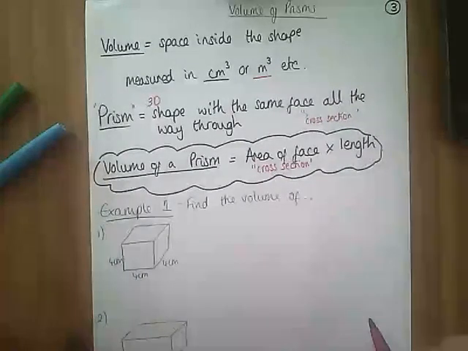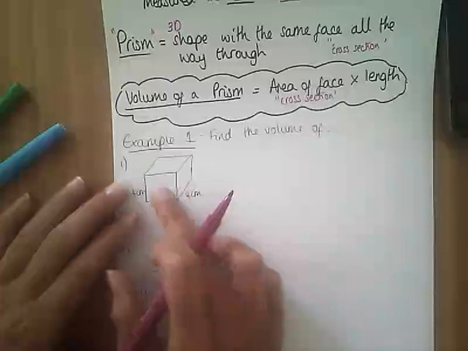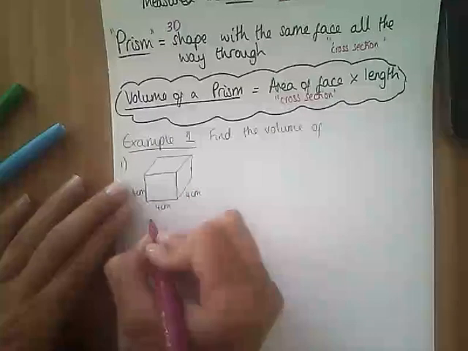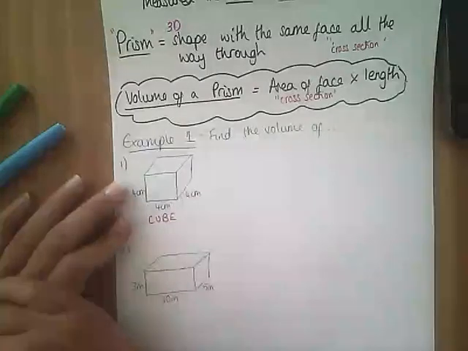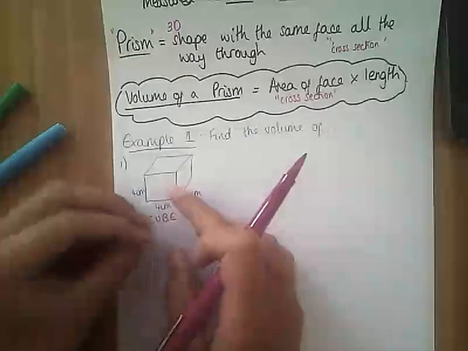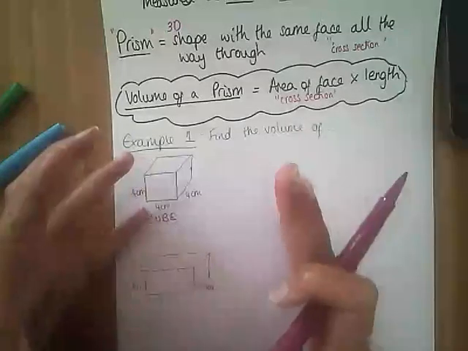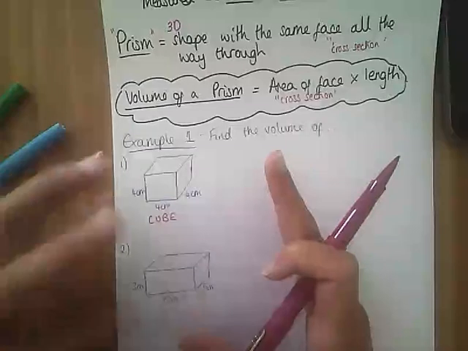Right, this first question, we have got to find the volume of this shape. What is this shape? It's a cube. Why is it a cube? Because each side is the same length. This is also a prism, so its specific name is a cube. The broad name is that it is a prism. It's a type of prism, and the type of prism that it is, is a cube.